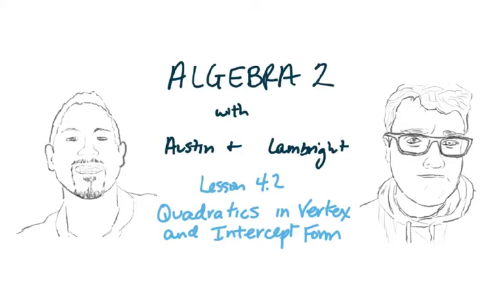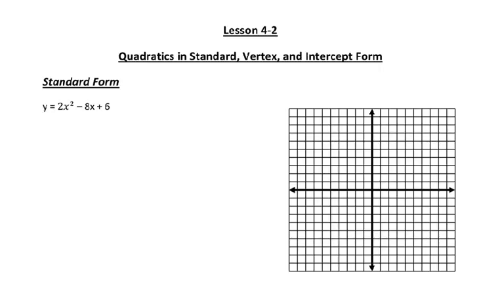Lesson 4.2 today is covering standard form, vertex form, and intercept form. Now, standard form we've already talked about, but vertex and intercept form are two new forms that we're going to see today. So let's go ahead and get started with standard form.